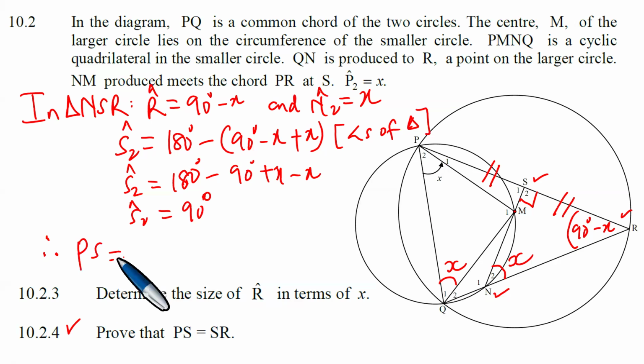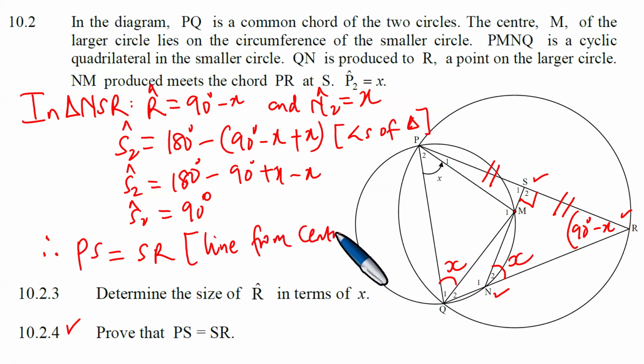And therefore, PS is equal to SR. Why is this the case? Line from center perpendicular to chord. Okay, that's a grade 11 theorem. A line from the center, because M is the center, that is perpendicular to the chord, bisects the chord. Because we showed that angle S2 is 90 degrees, it bisects the chord. Any question? No question. No, sir. Move forward.